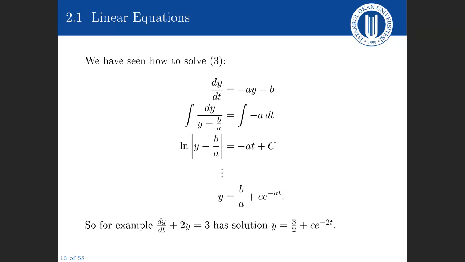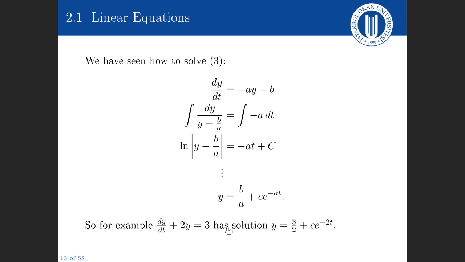We know how to solve equation 3. We did this yesterday, but let me very quickly recap it. What we want to do is separate the variables. We want to move all of the y terms to the left and all of the t terms to the right. If we can separate the variables, then we're allowed to integrate both sides. After we've integrated, it's just a matter of rearranging to get y equal to something.